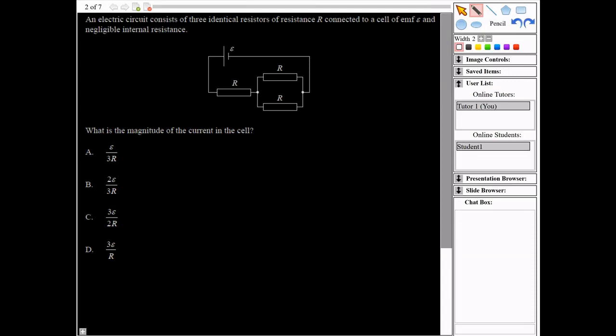Okay, so this one I'm going to look at as a multiple choice question. It says an electrical circuit consists of three identical resistors of resistance R connected to a cell of EMF E and negligible internal resistance. What's the magnitude of the current in the cell?